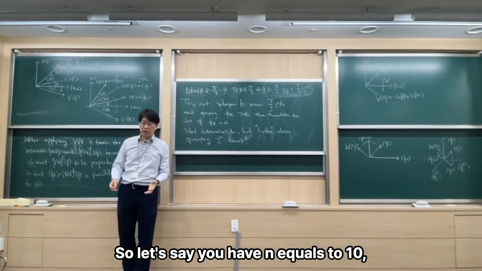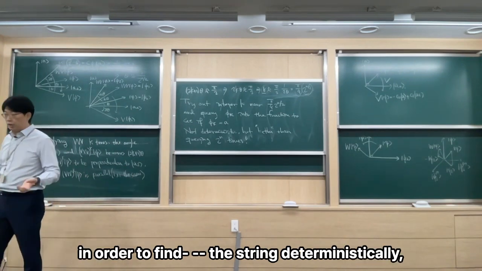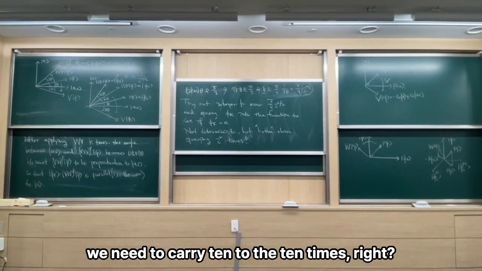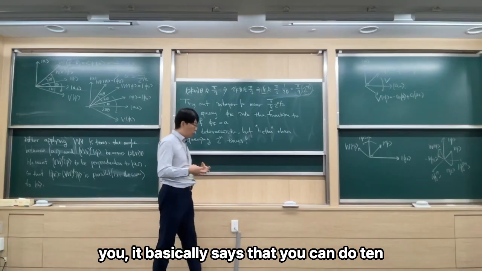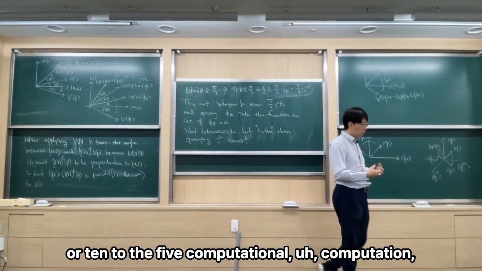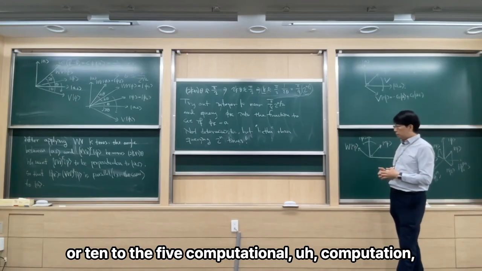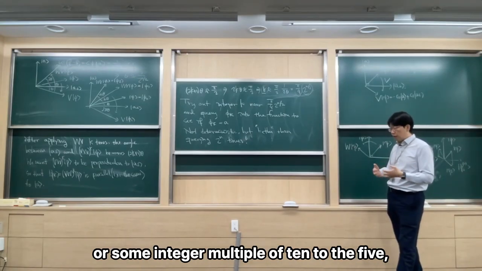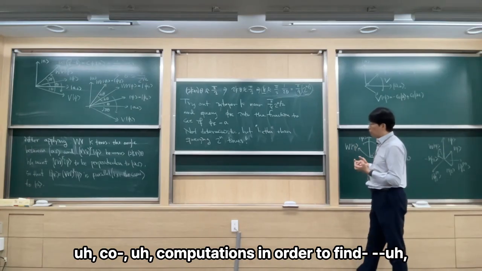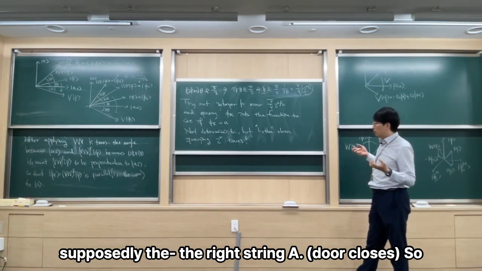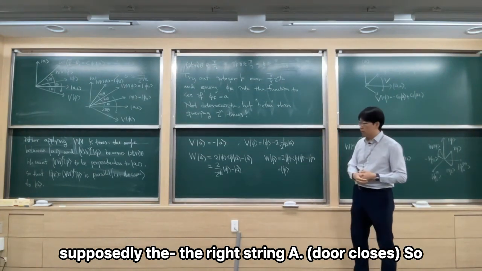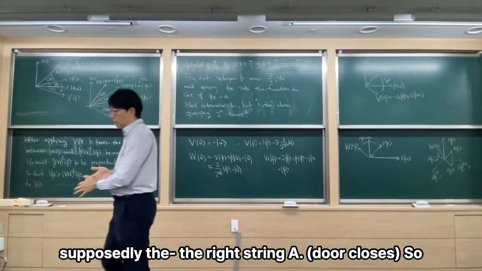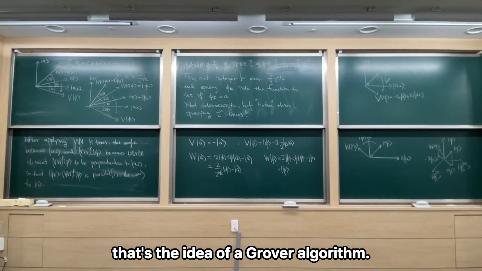So let's say you have n equals 10. Then in principle, in order to find the string deterministically, we need to query 10^10 times, right? But in this Grover algorithm, it basically says that you can do 10^5 queries of the function, or some integer multiple of 10^5 computations, in order to find supposedly the right string A. So that's the idea of the Grover algorithm. Make sense?